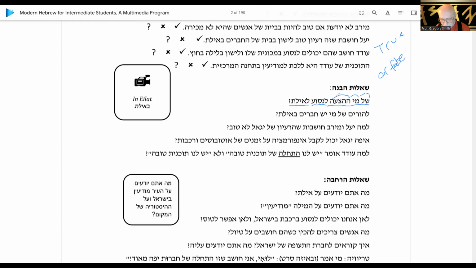של מי ההצעה. Shel me hahatzaa. So basically, what this is saying here is belonging to who? Hahatzaa is the proposal, linsoa, to travel. Linsoa usually has to do with traveling via conveyance, to travel to Eilat. של מי ההצעה לנסוע לאילת? So whose proposal is it to go to Eilat in the first place?